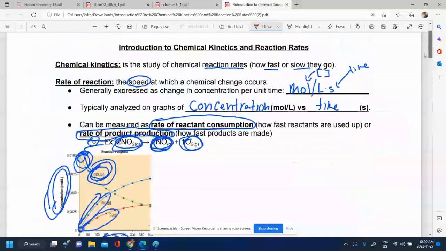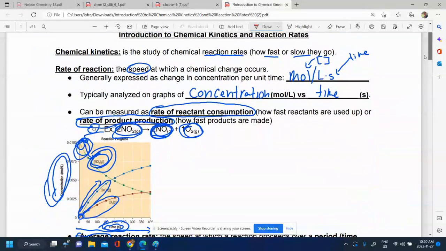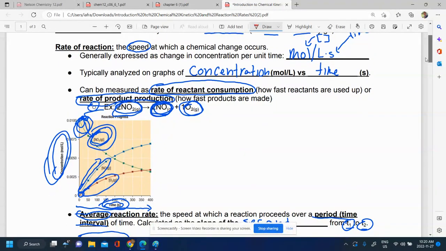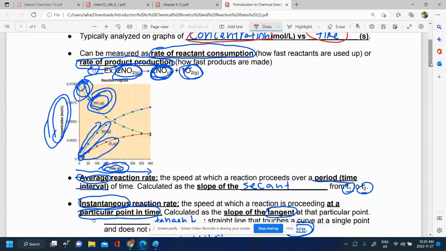Do review what a reaction rate is, just the speed of the reaction, how fast or slow it goes. Make sure you understand that when we analyze graphs, we take a look at the concentration versus the time. So how does the concentration change over a period of time? And you can look at that whether you're studying the reactants being consumed, because the reactants are used up, or the products being formed, because products are actually formed.